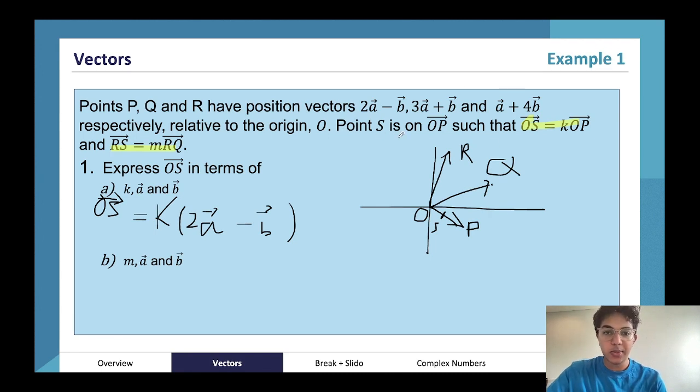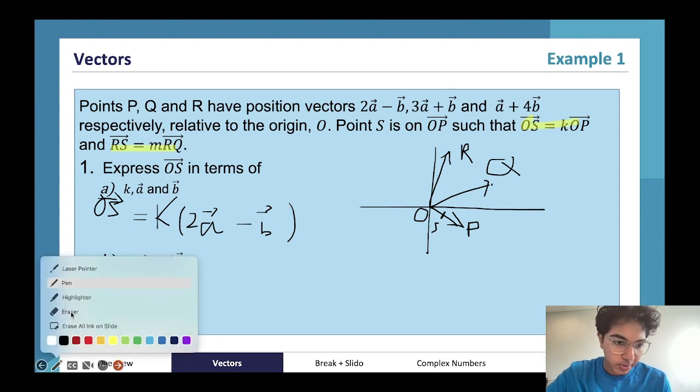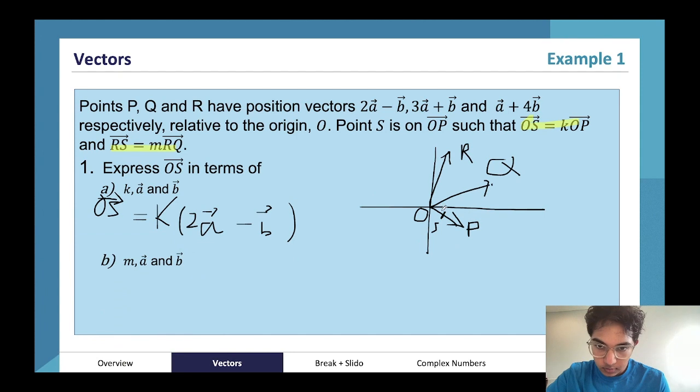It's also important to note that RS, this term here, is not going to be the same as OS. So we need to figure out a consistent way to go back from RS to OS. Okay, so first things first, let's try to figure out what RS would be equal to. I'm going to pull out a different color. So we have OS, OR.